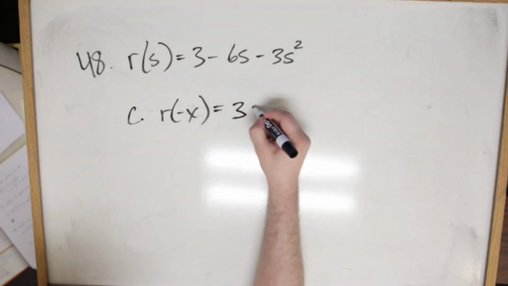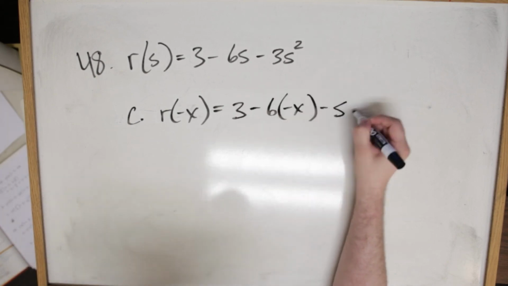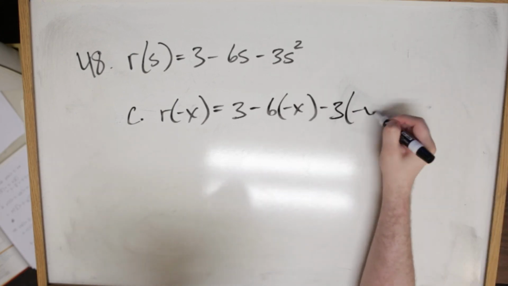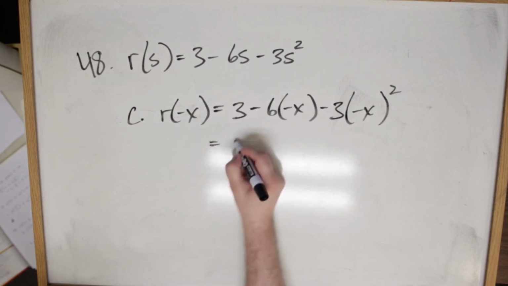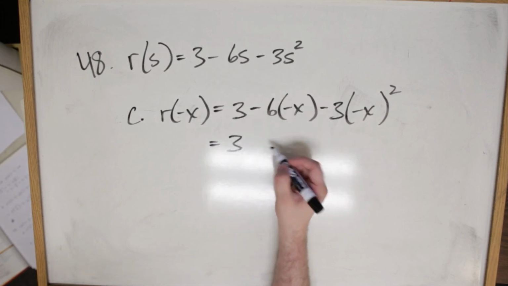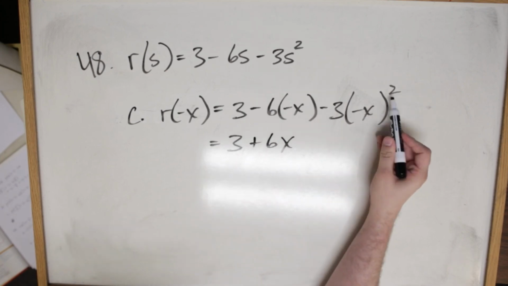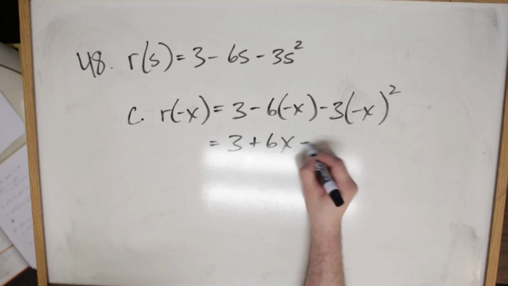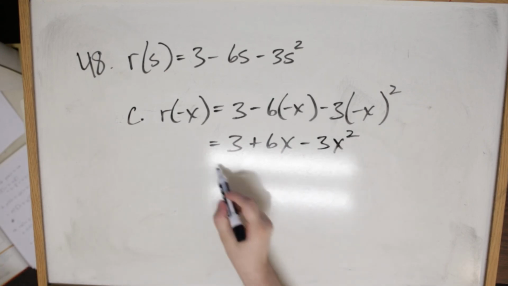So 3 minus 6 times minus x minus, sorry, that's a 3, minus x squared. Okay? Now to simplify this, let's just multiply all this out. Minus 6 times a minus x is going to be a plus 6x. Minus x squared is going to be just x squared because the minuses are going to cancel. So this becomes a minus 3x squared. And there it is. That's our solution.